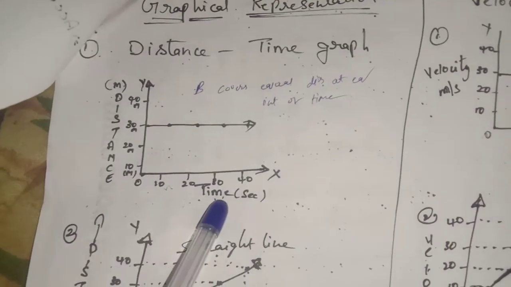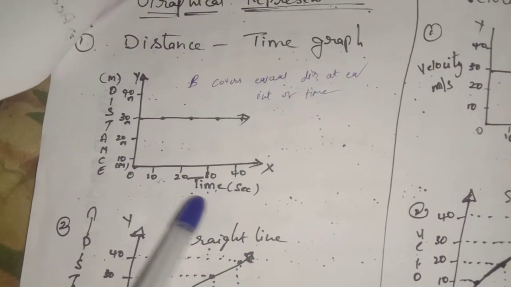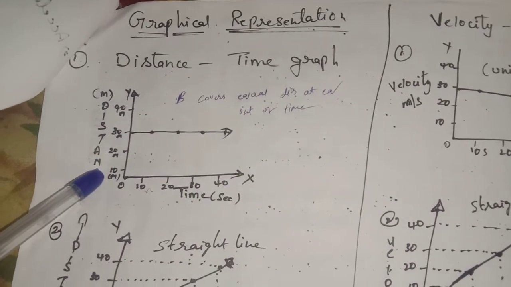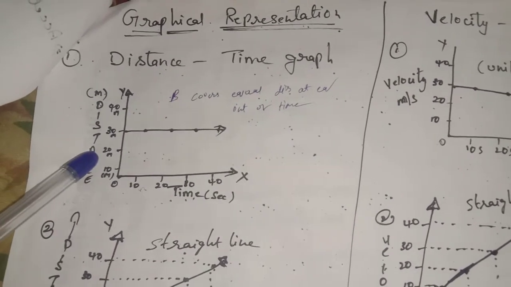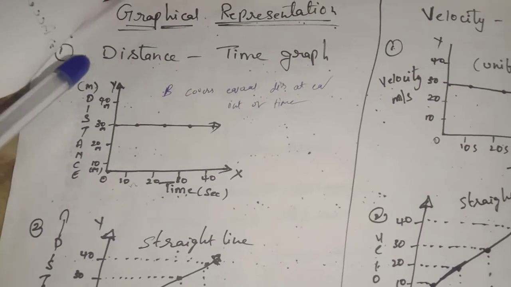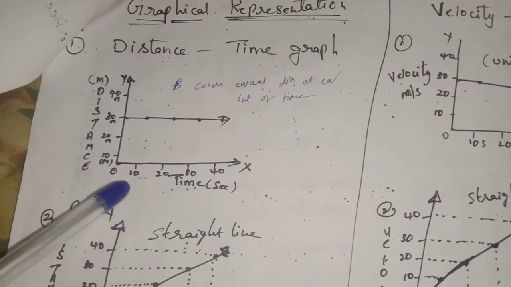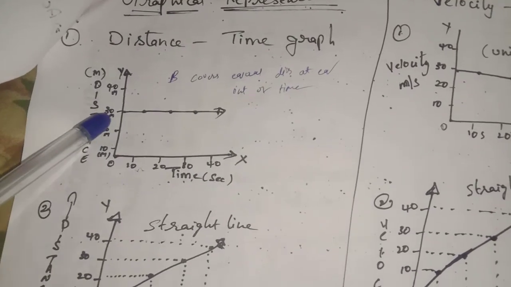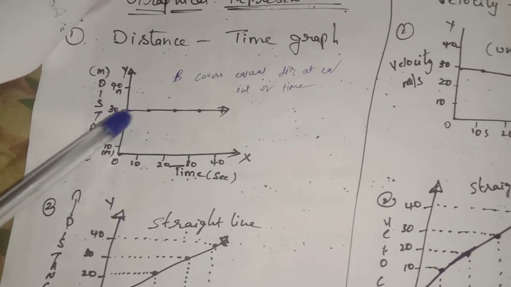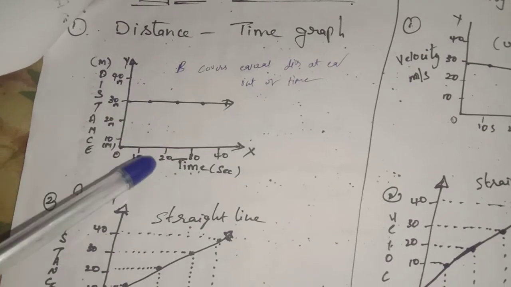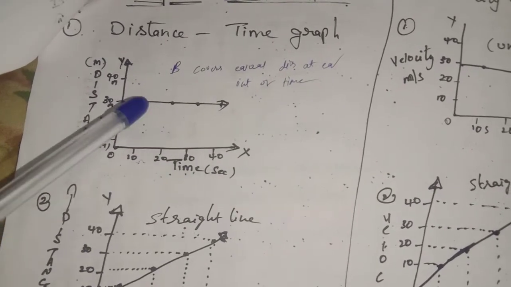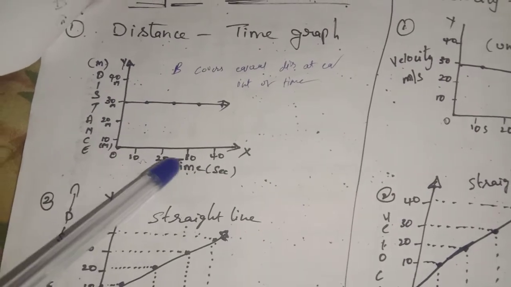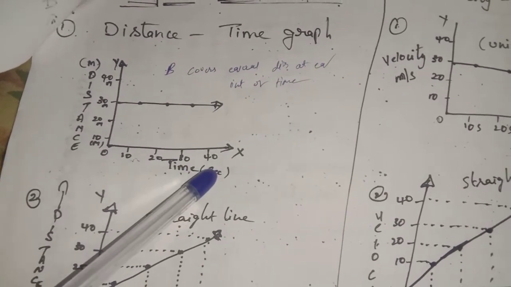So how is it moving? Time is moving, every 10 seconds it is moving. So here you can see 10 meters per second, 20 meters per second, 30 meters per second and 40 meters per second. So at 10 seconds it is at the 30 meter distance. At 20 seconds it is also at the same distance. So same for 30 and also for 40 seconds.